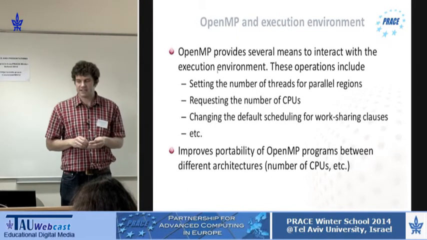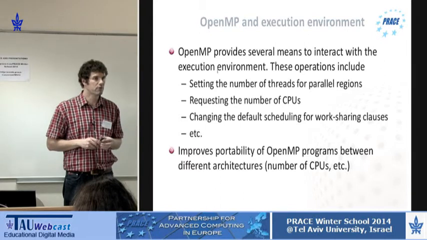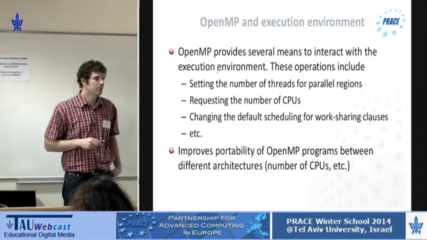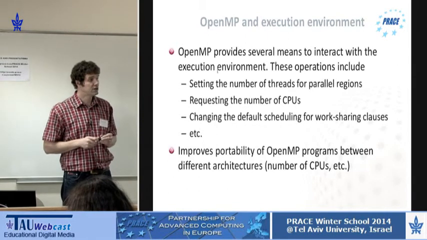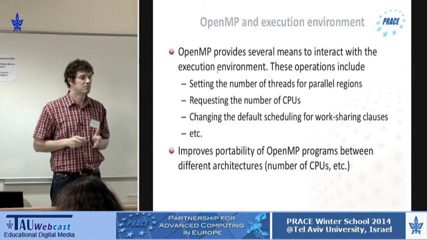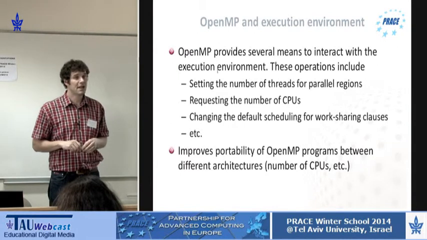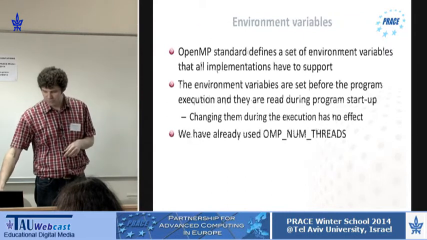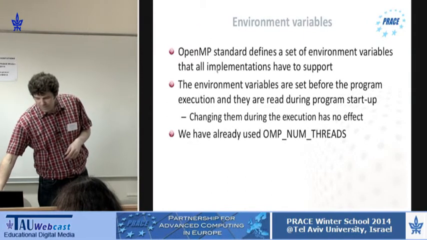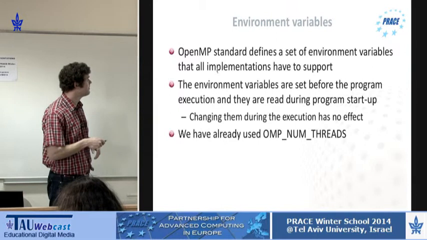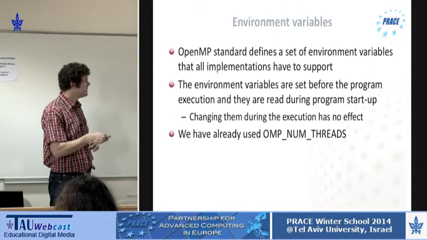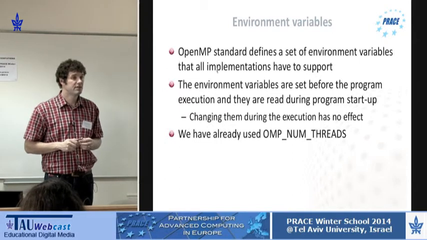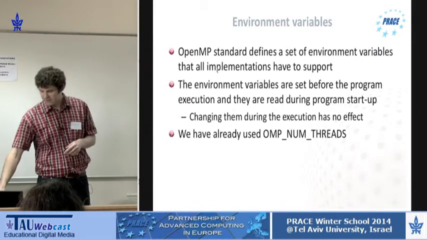We haven't touched on how to do the scheduling for work sharing clauses. There are different possible ways to do that, whether one assigns a constant chunk to each thread or tries to do some sort of dynamic balancing there. This is actually something that can be set by environment variables also. Probably the most important environment variable is OMP_NUM_THREADS, but there are a few others that the standard also defines.